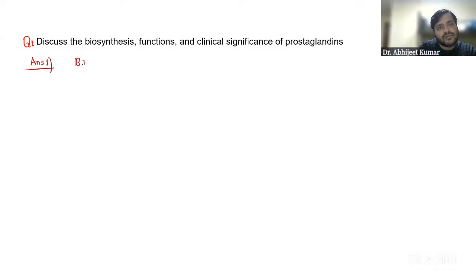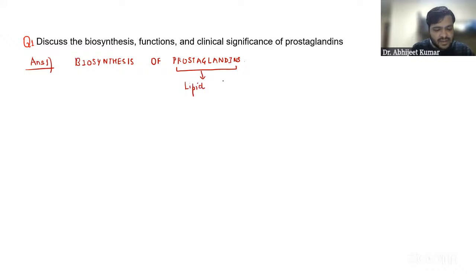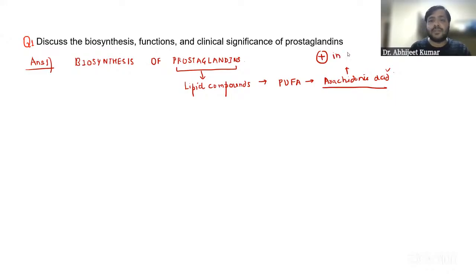First is the biosynthesis of prostaglandins. Whenever I say prostaglandins, guys, remember these are lipid compounds. They are made up of lipids, and the lipid is the polyunsaturated fatty acid, arachidonic acid. It is a polyunsaturated fatty acid, and this arachidonic acid is basically present in the phospholipids.